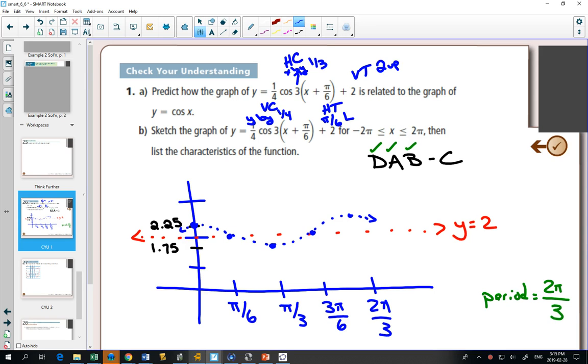Now our final graph, what do we need to do? I should do a check mark, D is done. For the final graph, we need to shift this pi over 6 to the left. So it looks like pi over 6 to the left would be that same distance. I'm going to graph my final graph in black. So my maximum is going to be here, center line here. Shift them all pi over 6 to the left. And we now have our complete graph.